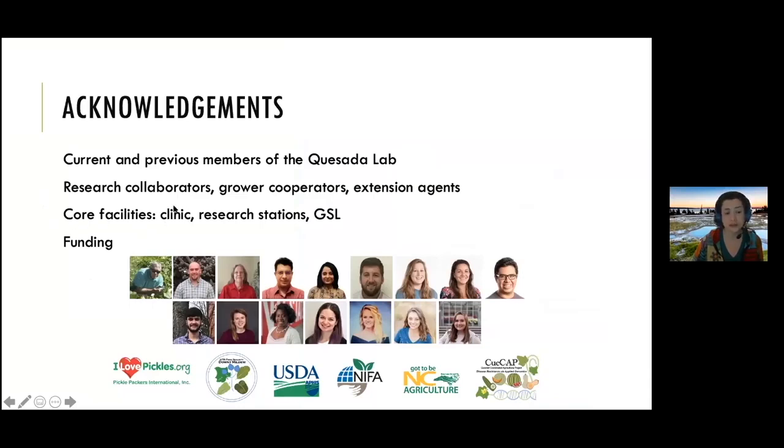In our facilities, the clinic, the research stations in particular, all my research pretty much requires having disease nurseries. And I am very lucky that the research stations really helped me with that. The genomics core and our funding, especially QCAP, which has funded a lot of the watermelon work I did for a few years.